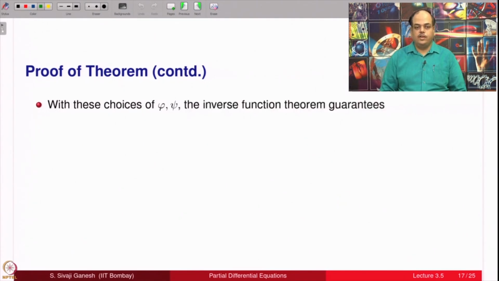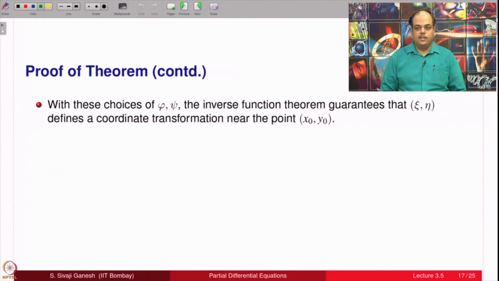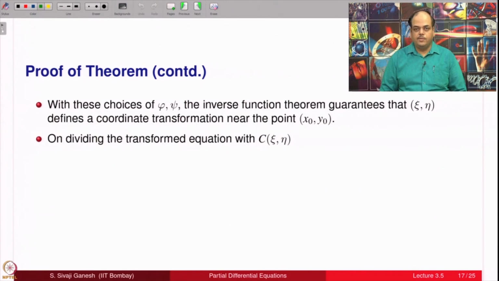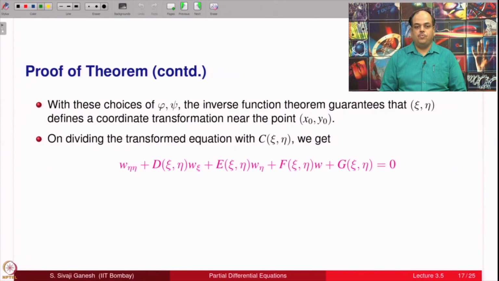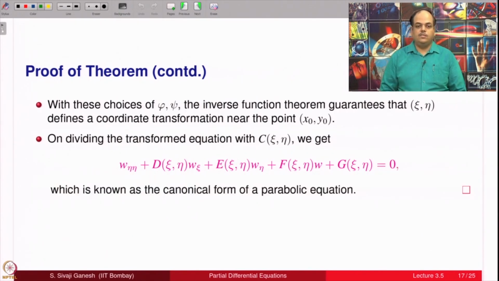So, with these choices of phi and psi, the inverse function theorem guarantees that xi, eta defines a coordinate transformation near the point x0, y0. Therefore, A and B are 0, and C is definitely non-zero, C cannot be 0. Now, you divide the equation by C and you get what you want, W eta eta plus these terms. They do not matter what they are, this alone matters, and this is known as the canonical form for a parabolic equation.